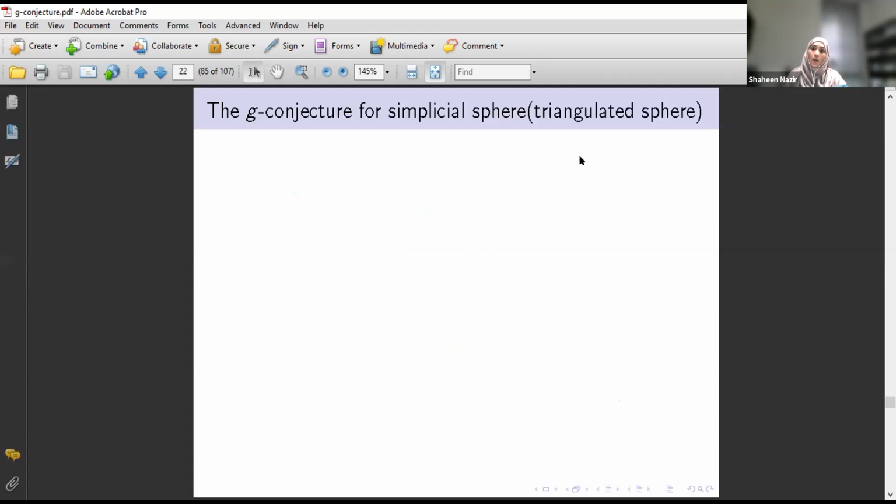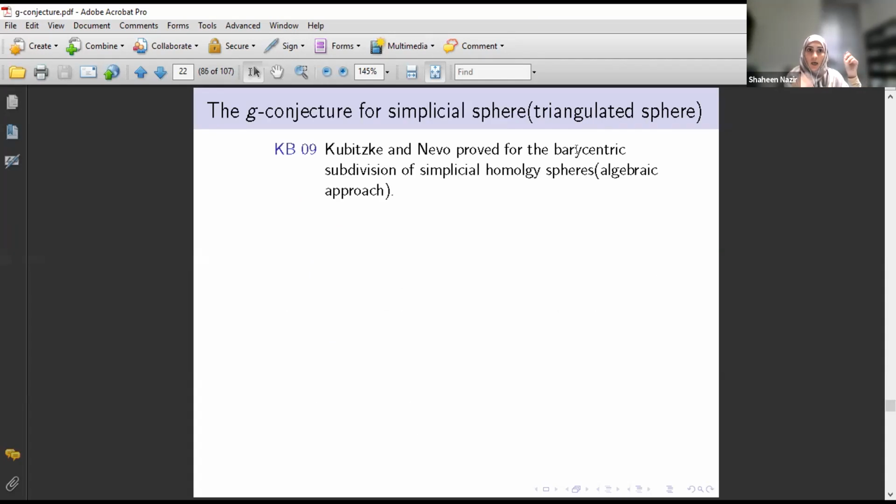So after the 1980s, a lot of work has been developed around this G conjecture. I have listed a few developments.